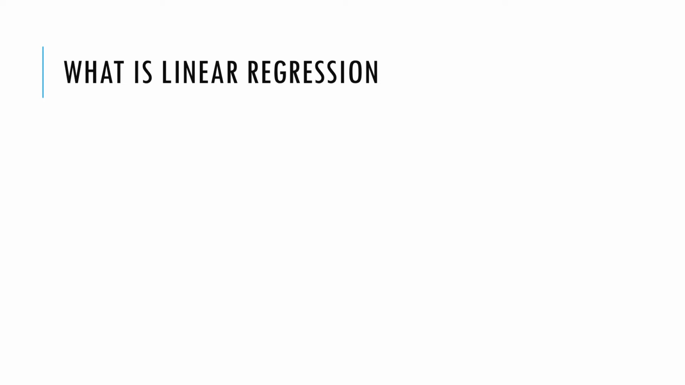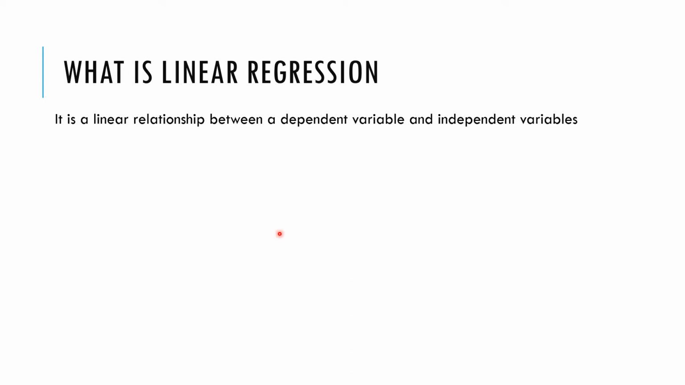So what is linear regression? It is a linear relationship between a dependent variable and independent variables. As we have already discussed in the previous videos on machine learning, the purpose of model building is to be able to predict a dependent variable. So there are independent variables and a dependent variable.